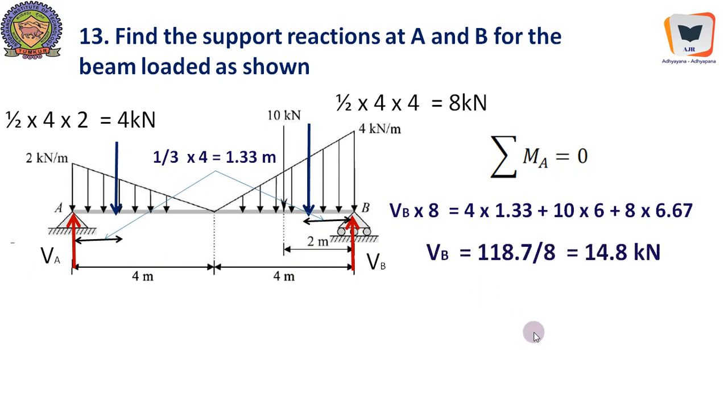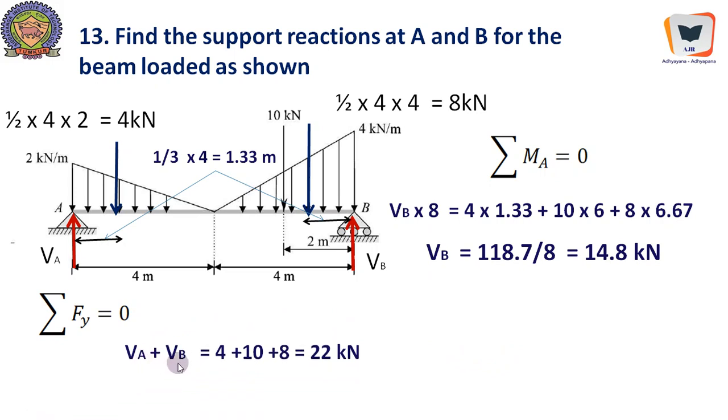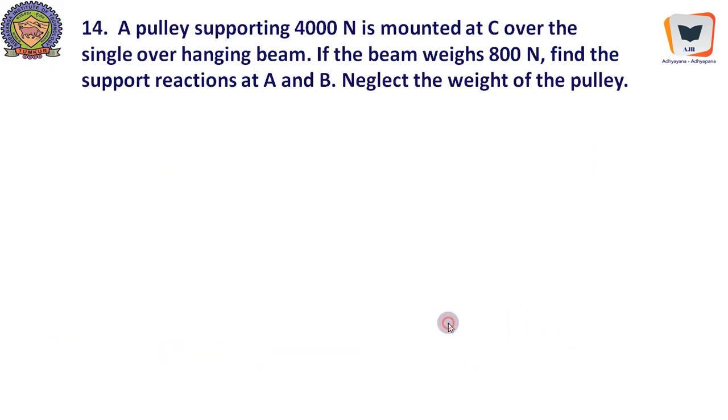Yeah, we got VB equal to 14.8, and we will apply sigma Fy equal to 0, which is VA plus VB equal to 4 plus 8 plus 10, 22 kilonewton. Therefore VA equal to 7.2 kilonewton. Here none of the forces are to be reversed because our assumed directions of the reactions are correct.